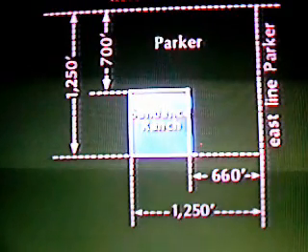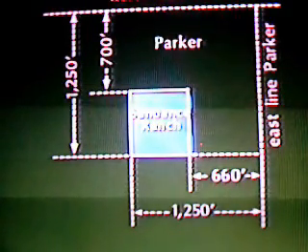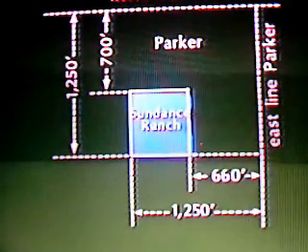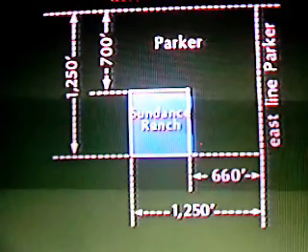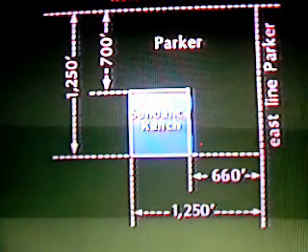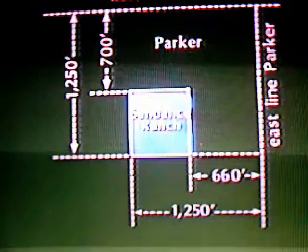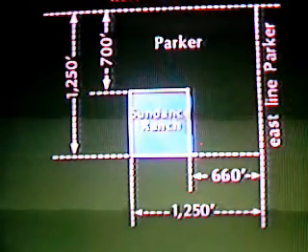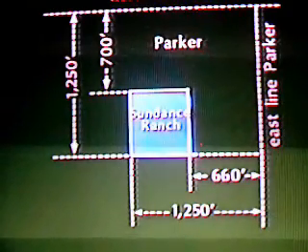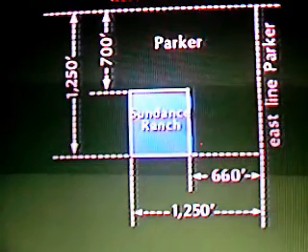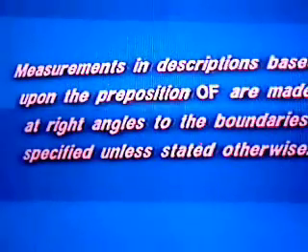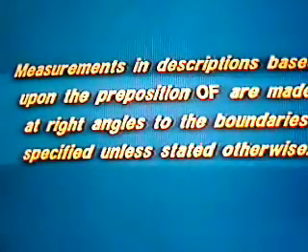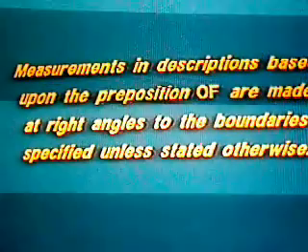Surprisingly, this deed contains no reference to the subdivision map, although corners for the ranch were set by the subdivider at the time of the subdivision. The shape and location of the Sundance Ranch Partnership land is not controlled by the subdivision map, but by the north and east lines of Parker's land. Once the location of Parker's land is known, the precise location of the Sundance Ranch will follow based upon the rule that measurements and descriptions based upon the preposition of are made at right angles to the boundary specified unless stated otherwise.